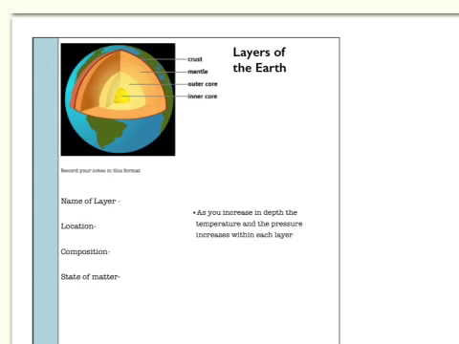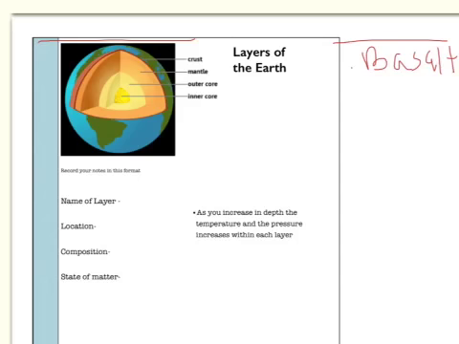The crust is the outermost layer of the Earth, mostly composed of rock. There are two types of crust: the oceanic crust and the continental crust. The oceanic crust is composed of basalt. That is an igneous rock. It's underneath all of the oceans that exist on Earth.